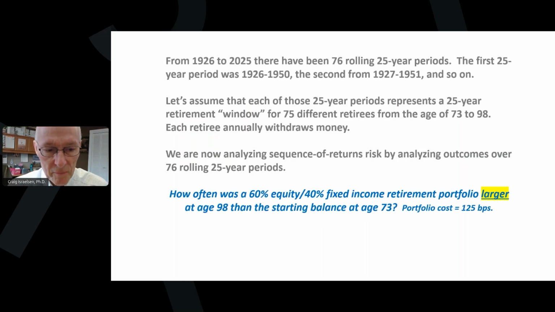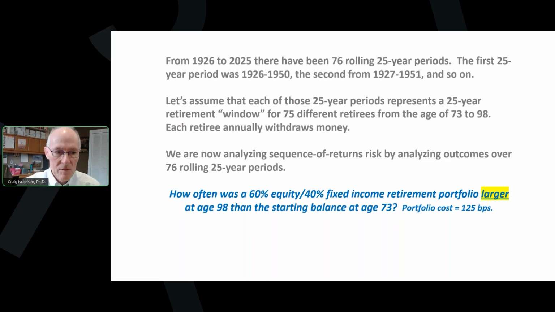So to our first question, how often historically was a 60-40 portfolio, so 60% stock, 40% bonds and cash, how often was that type of portfolio larger at age 98 than the starting balance at age 73? So now I've just advanced, instead of 70 to 95, I'm saying, what about 73 to 98?